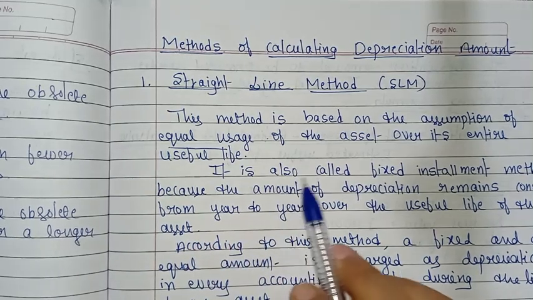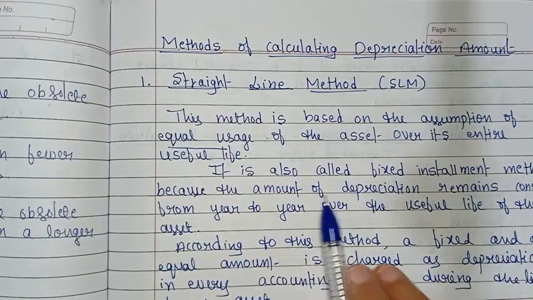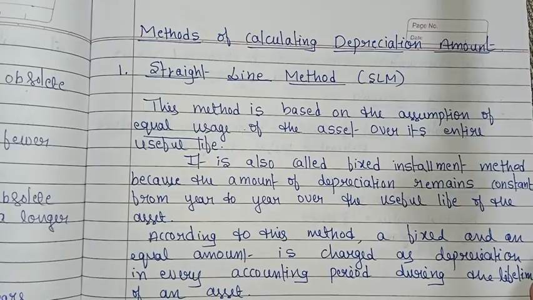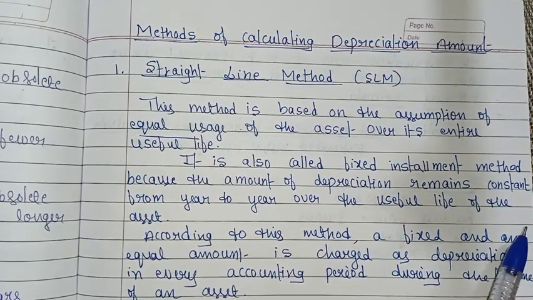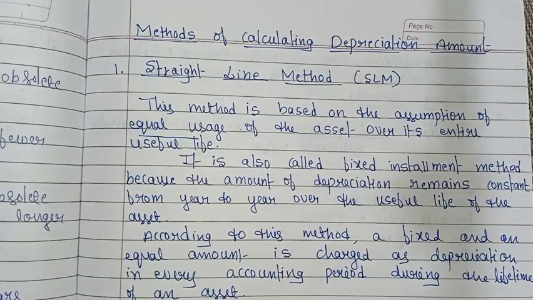It is also called the fixed installment method because the depreciation amount remains constant from year to year over the useful life of the asset. That's why we call it the fixed installment method, because the depreciation amount is equal every year over the useful life of the asset.